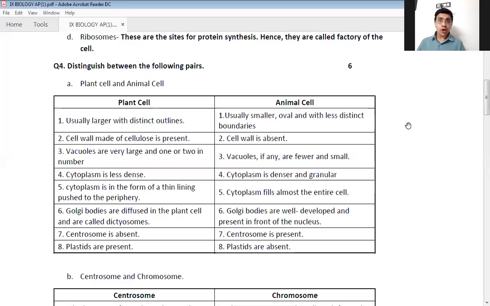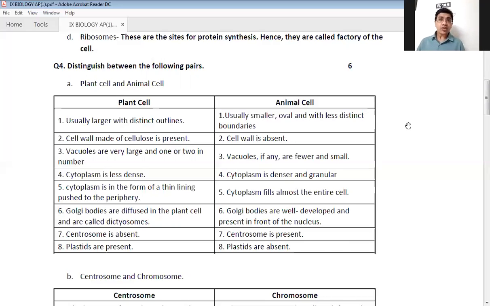The next point, cell wall is made up of cellulose, and that is present in plant cell. In animal cell, we know cell wall is absent. Okay. Third point, vacuoles in plant cell, they are very large, and there are 1 or 2 in number, but huge vacuoles as compared to, if we compare that with animal cell, vacuoles, if any they are present, they are very few and very small in size, right?